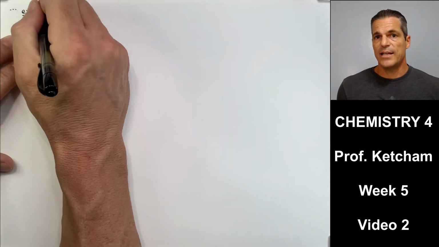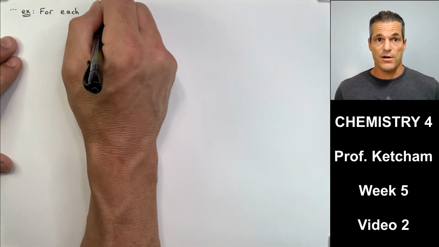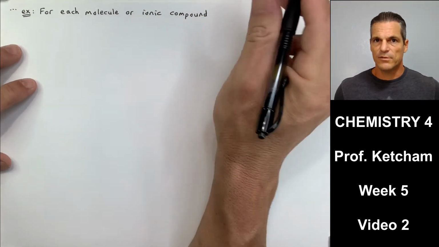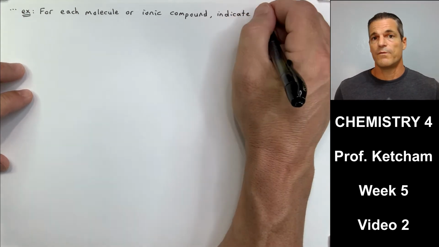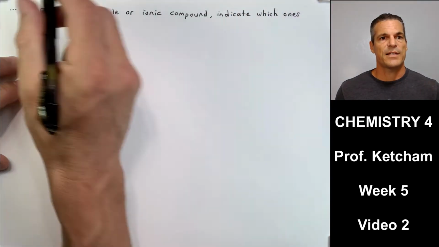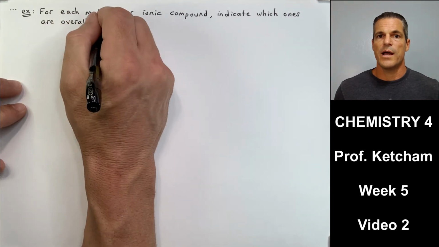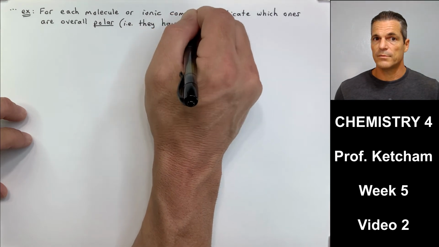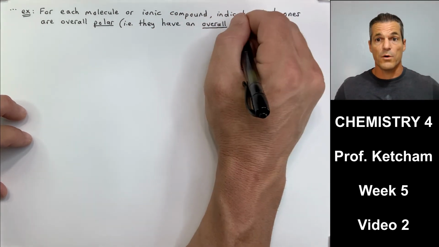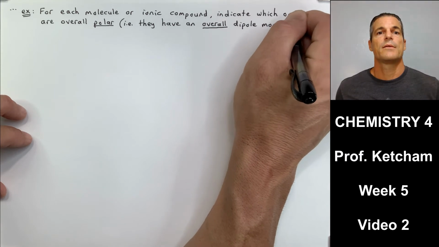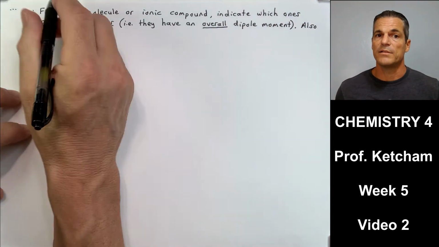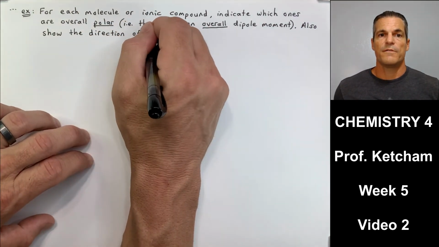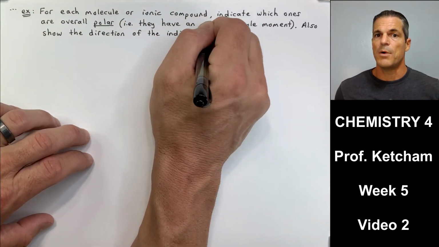All right, so this example is the end of today's video, and I believe it's A, B, C, D, and E, maybe just A, B, C, and D, but this will explain everything that we need to know for this video. The example says, for each molecule or ionic compound, indicate which ones are overall polar, not just polar bonds, but overall, the whole molecule, is it polar or not? And then whether or not they have an overall dipole moment. Also, show the direction of the individual bond polarities.